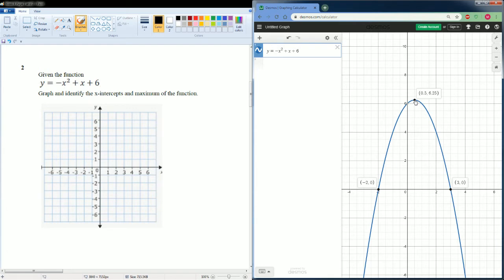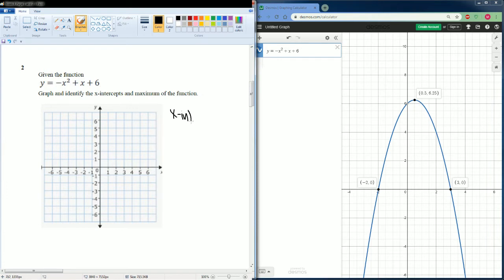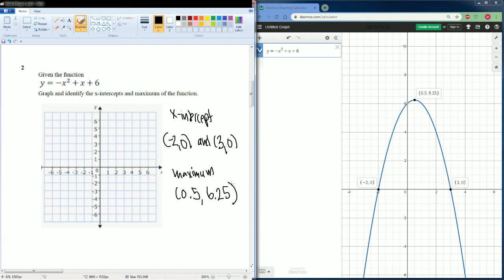Can't really graph that well. You should have the answer. That's basically it. I'm not going to graph it on here to save time, but here you go. I could write it for you if you would like. Your x-intercepts are at the points negative 2 comma 0 and 3 comma 0. Your maximum is going to be located at 0.5 comma 6.25 based on this graph. All right, there you go.